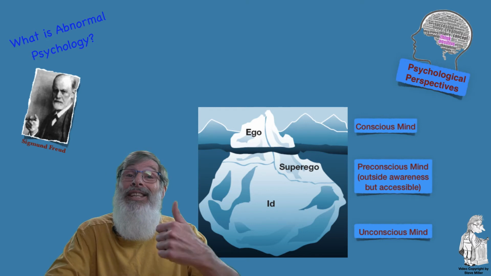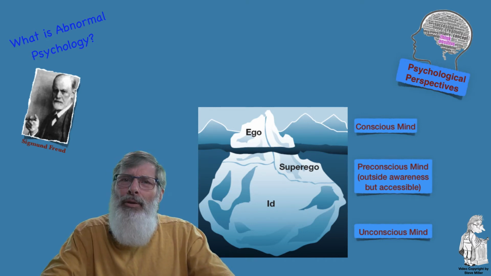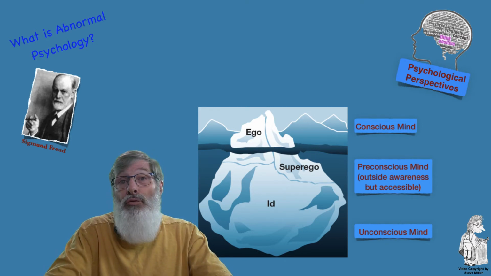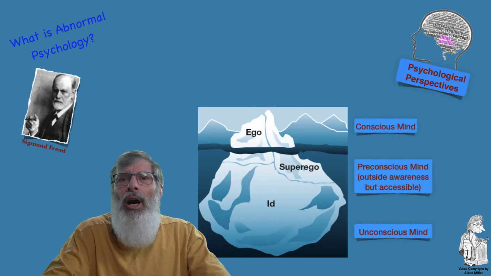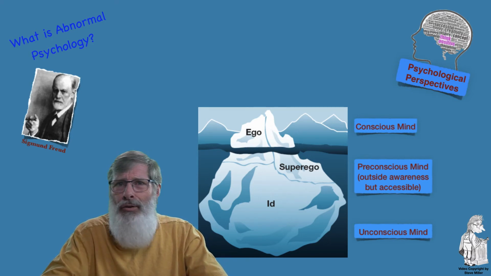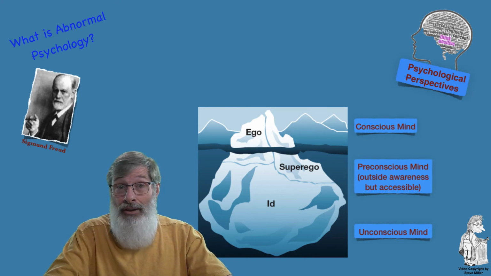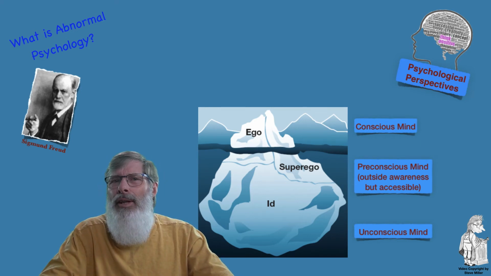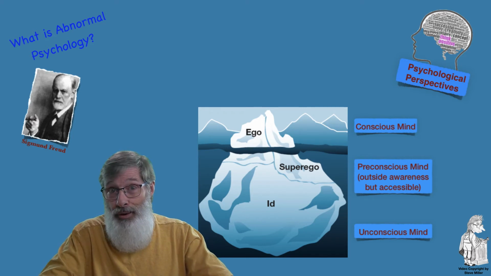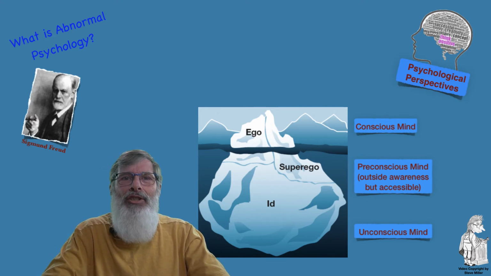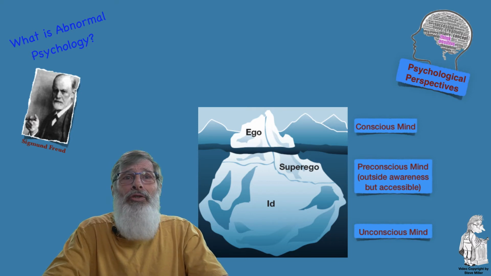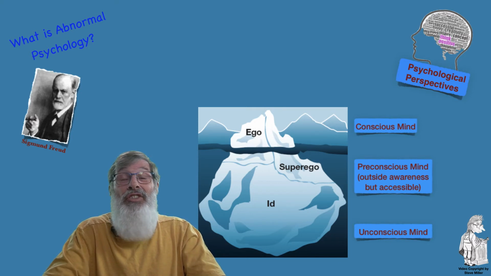We'll begin with the id. The id is perceived as a source of basal drives and impulses. Your hunger, thirst, sex, aggression, your basal drives, and it is completely in the unconscious. The id follows the pleasure principle, the instant gratification of instinct, and the social norms or the concern for others are not even considered.